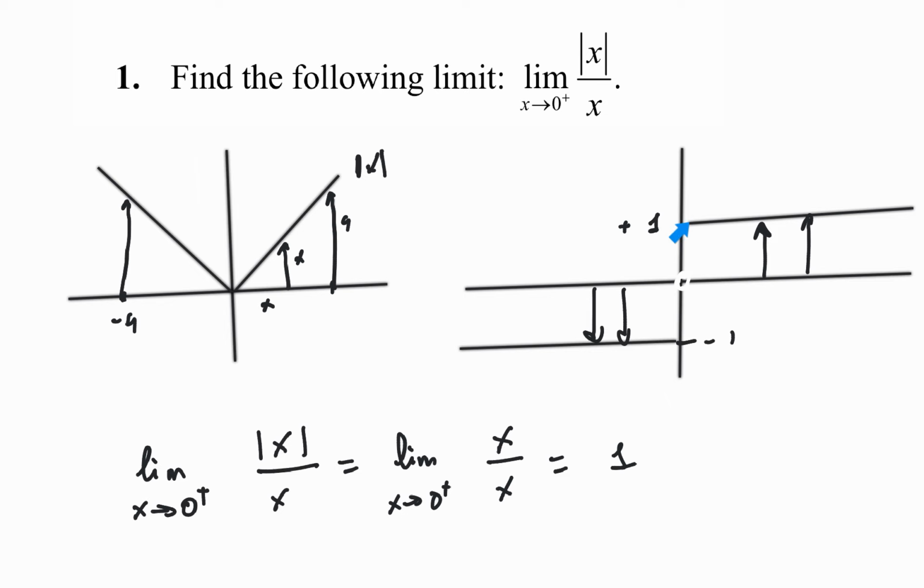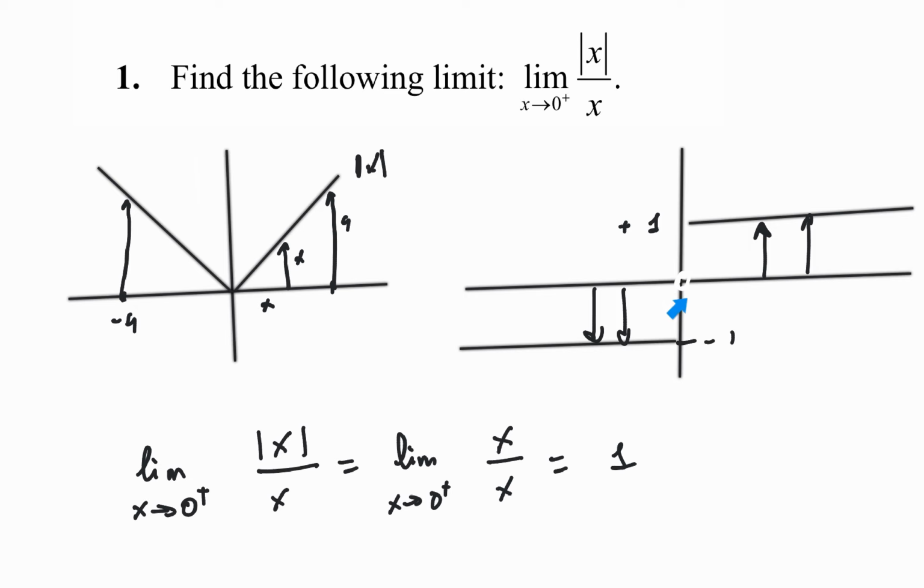So it's 1 for all points except at x equals 0. For the left side, the absolute value is positive, but x is negative. So the division of the absolute value of x divided by x is negative 1, and again is not defined at the point x equals 0.